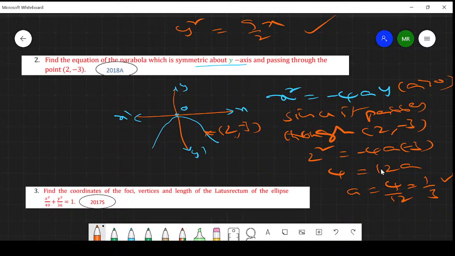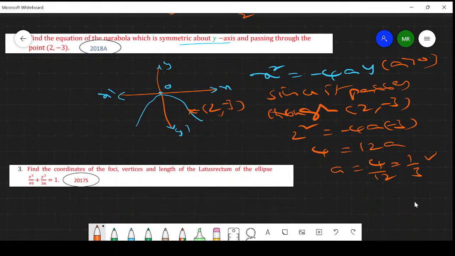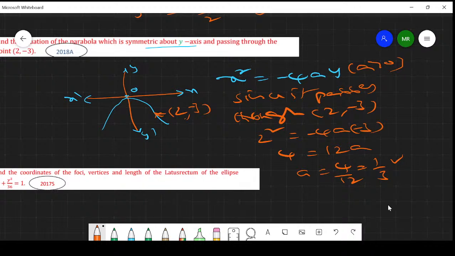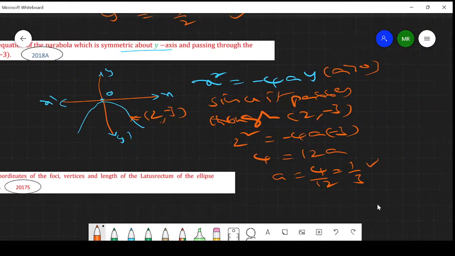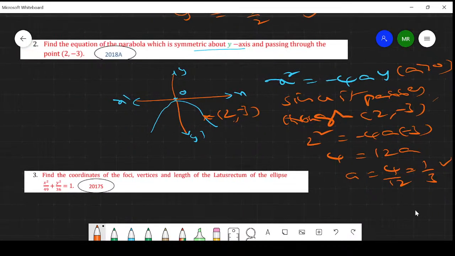Therefore, the equation of the required parabola is, now what about the equation of the parabola? I got the a value, so I can write the equation now. I can write x square is equal to, I can write the final answer. After finding the value, I can write the equation of the required parabola.